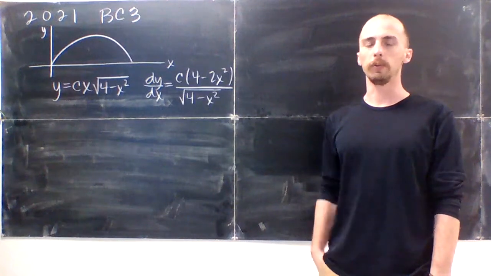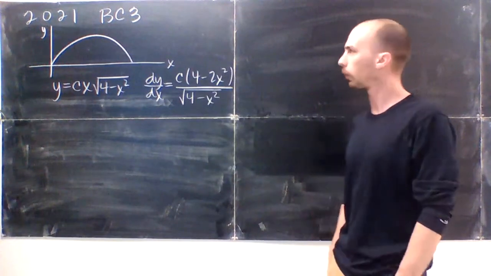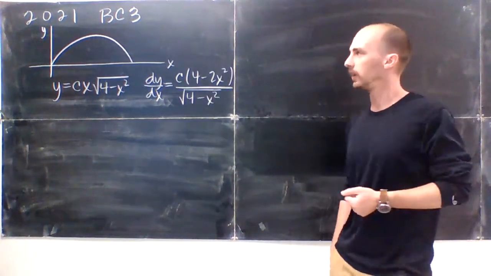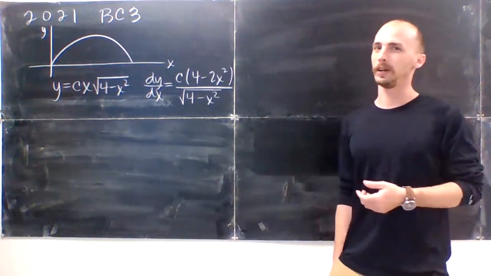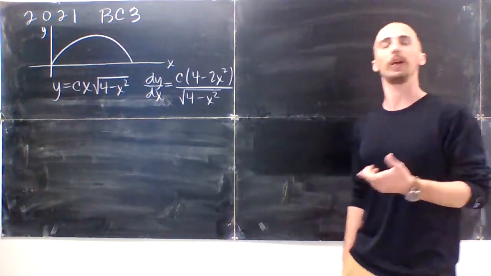Right, in this video I'm going to be working through the 2021 BC number 3, and so this will be the third problem on the operational version of the AP Calculus BC exam. And this is the spinning top problem, or the spinning toy problem. This one's generated a lot of good discussion in my class today, is what I'll say.